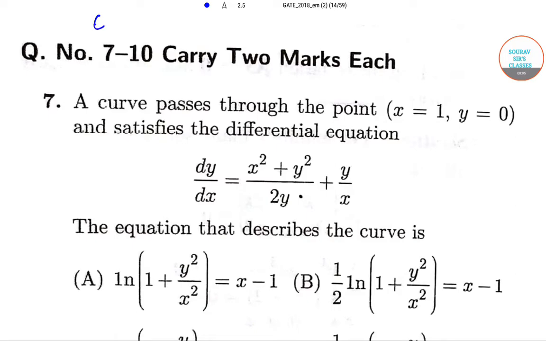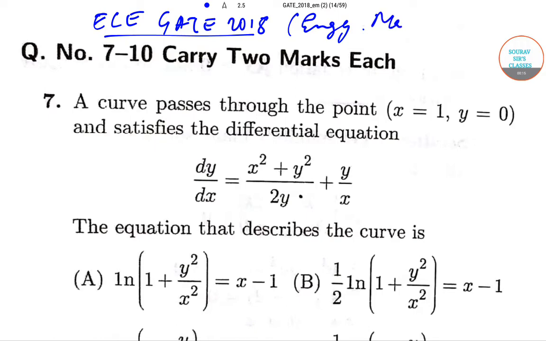Today we'll be solving the Electronics and Communication Engineering GATE exam paper of year 2018. Today we'll be solving only the engineering mathematics portion. We'll be starting off with question number 7.